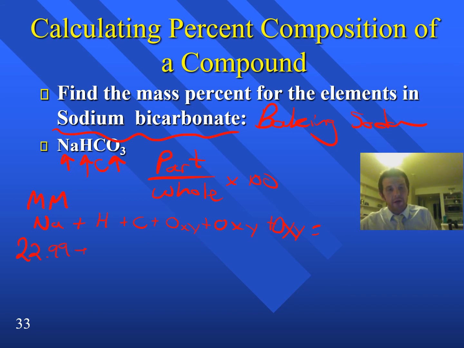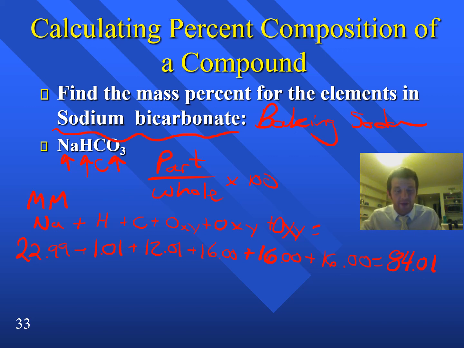So I'm seeing sodium is 22.99 plus 1.01 plus 12.01 plus 16.00 plus 16.00 plus 16.00. So the whole of this is going to weigh 84.01. And now we want to figure out the mass percentage for every element.